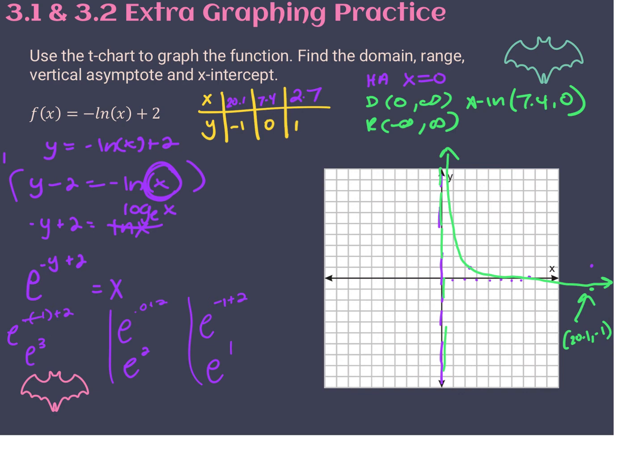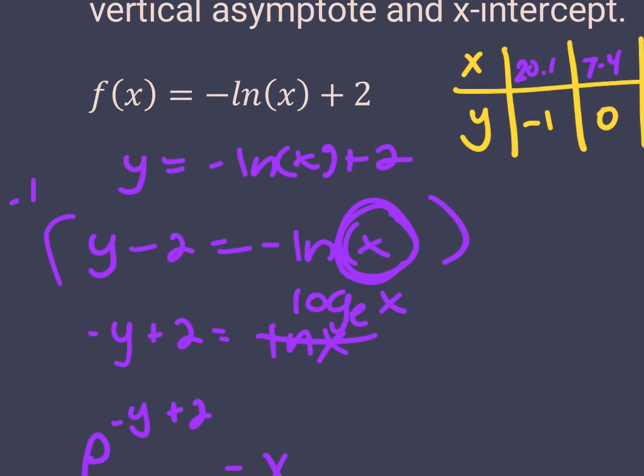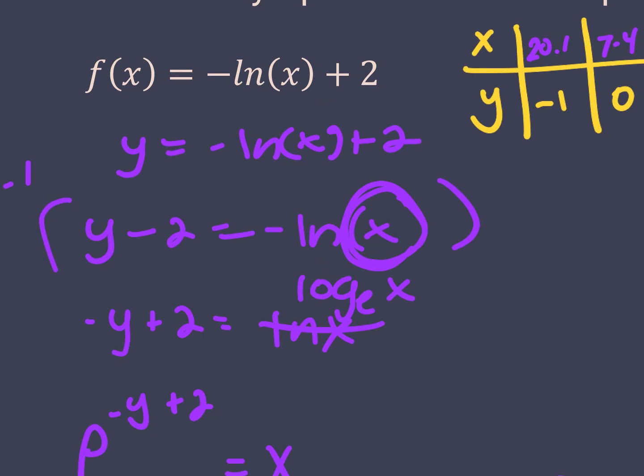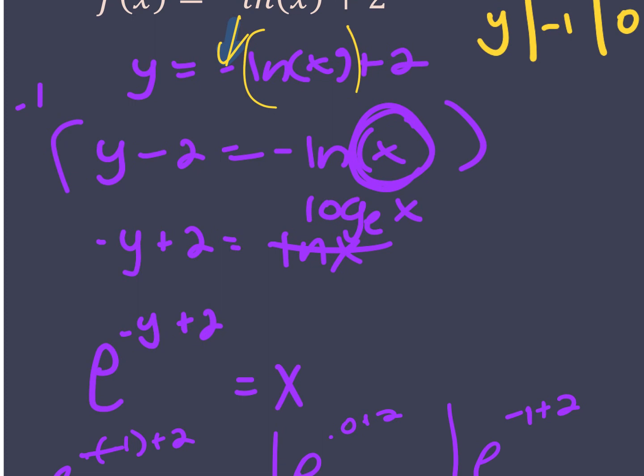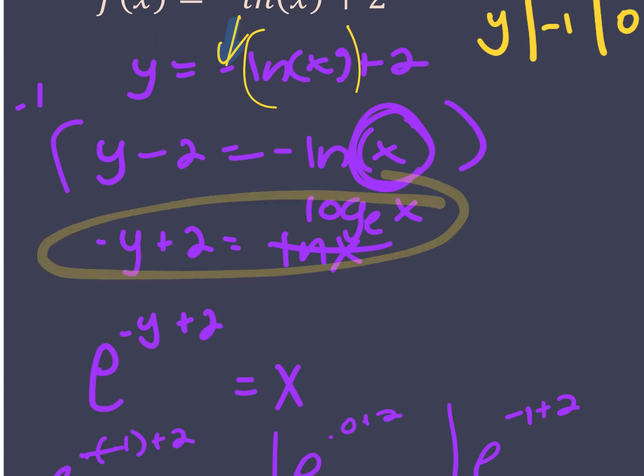Okay, then it's an ln, which is a log base e. So again, I'm plugging in for the y, -1, 0, 1. Before I do that, I have to move the 2 to the other side. So I subtract it from both sides. Then I have to get rid of the negative on the front. That log's got to be completely by itself before I can convert it. So then I would multiply everything by -1. That changes it to this: -y plus 2 equals ln of x.